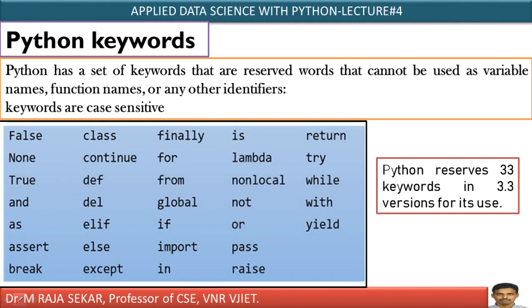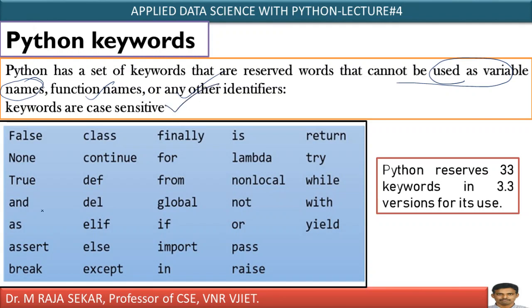Python keywords. What does it mean? Python has a set of keywords that are known as reserved words. Reserved word means which has some predefined meaning which cannot be changed. It has some predefined meaning, which cannot be altered. These keywords cannot be used as variable names. I will discuss what a variable is in future classes. These keywords cannot be used as variable names, function names, or any other identifiers.